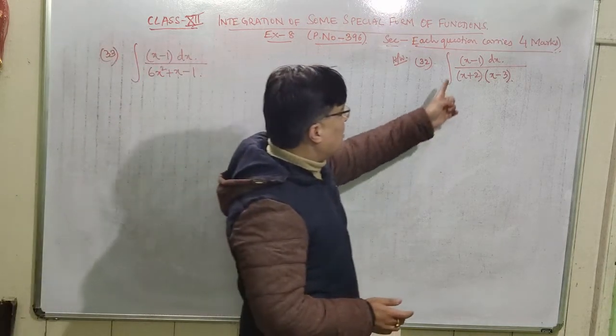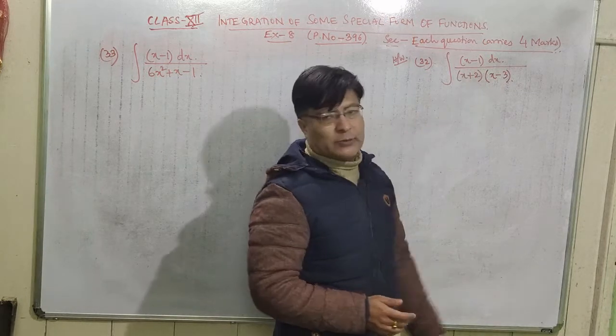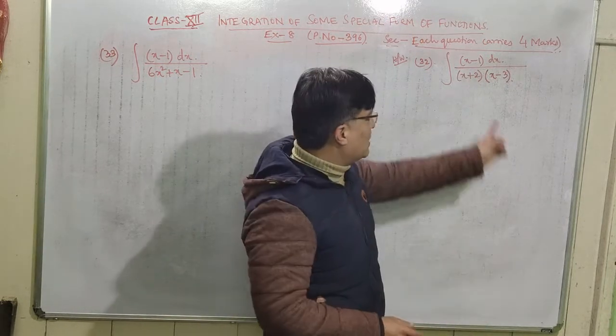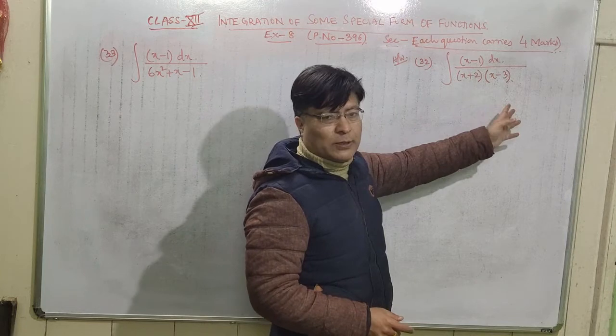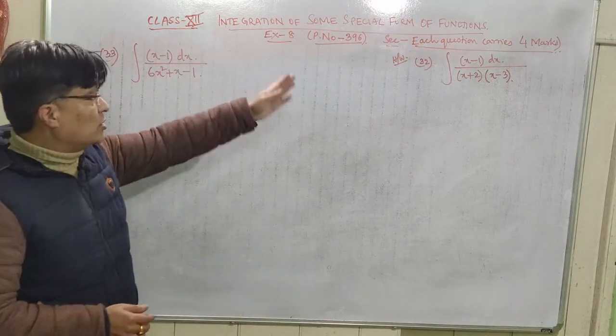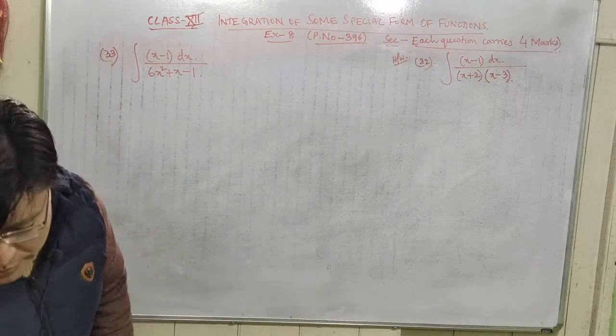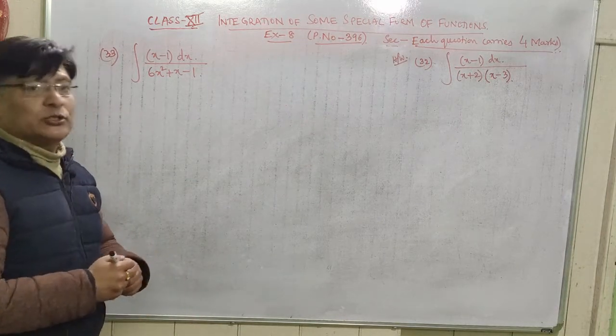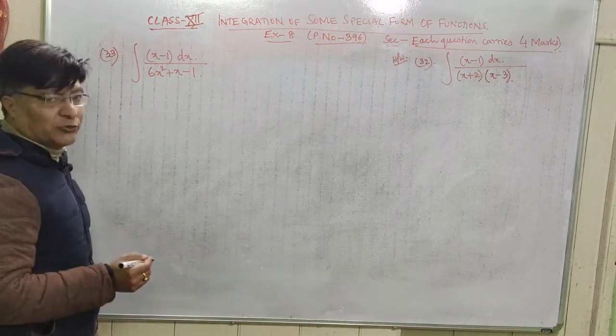So you can assume, let x minus 1 upon x plus 2 into x minus 3 be equal to capital A divided by first factor x plus 2 plus capital B divided by second factor, that is x minus 3. So this is your homework. So question number 32 is your homework. Now let's do this question number 33.